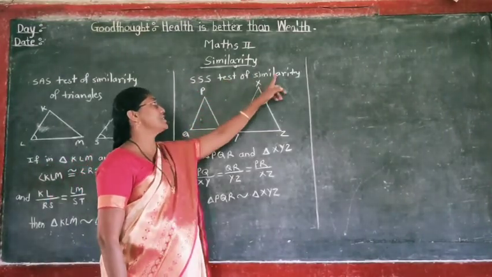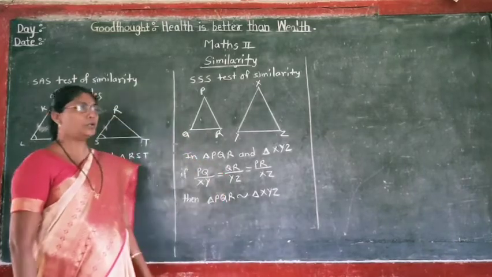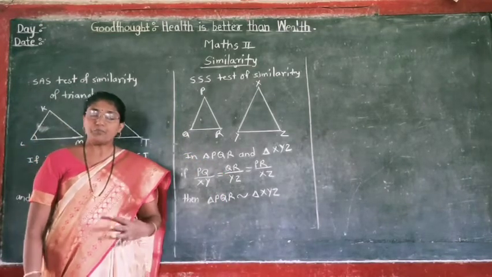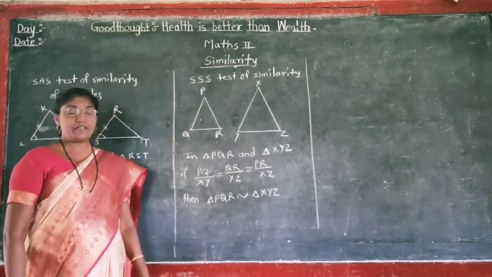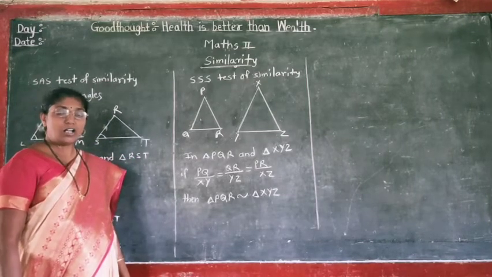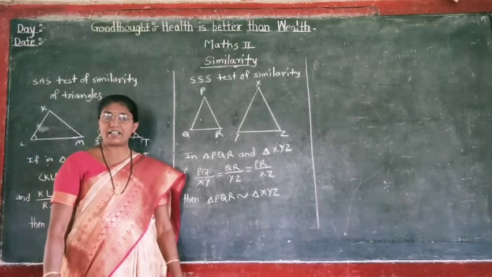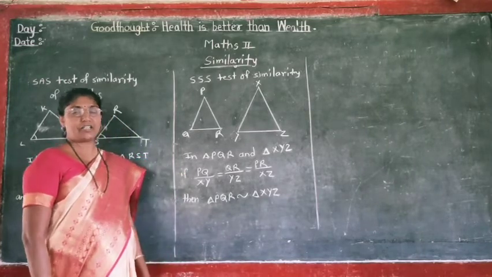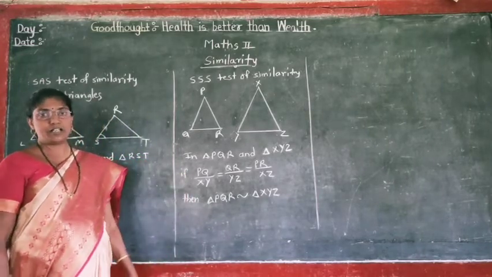SSS test of similarity of two triangles. For the given correspondence between the vertices of two triangles, when all three corresponding sides are in the same proportion, then the triangles are said to be similar.